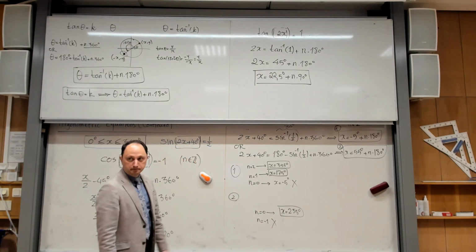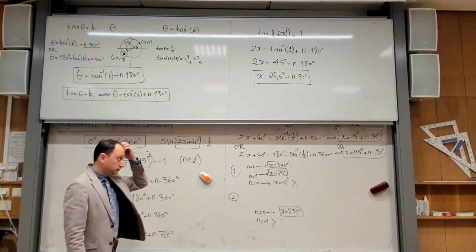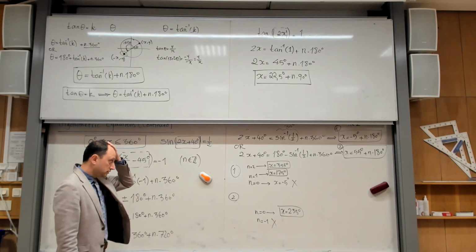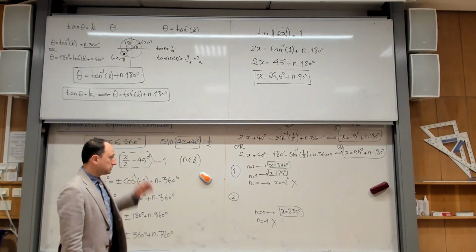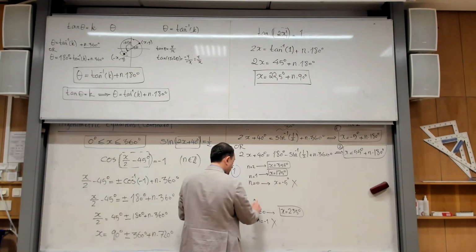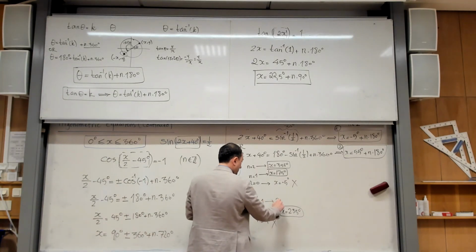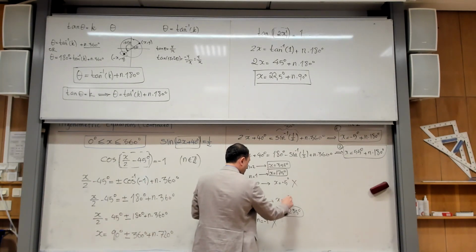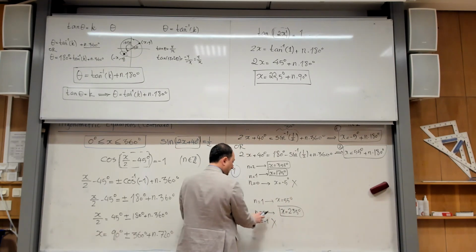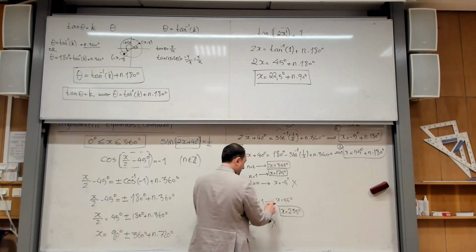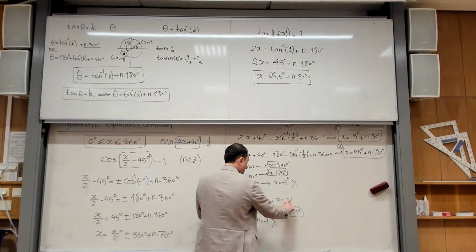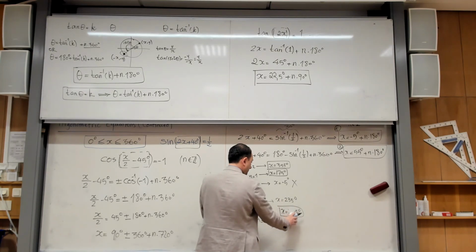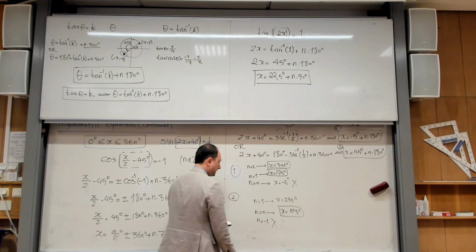Yes? If you put 0 instead of n, wouldn't that be 55? Ah, yes, thank you. I put 1. This is n equals 1. That's acceptable. So if n is 0, then, let me keep the order, that is 235 degrees, and that is 55. Thank you. Both of them are acceptable, yes.